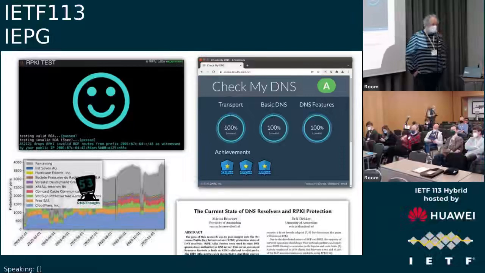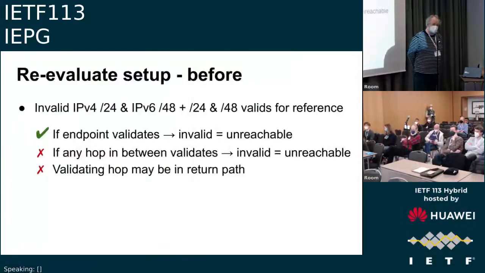The beacons at the time were the RIPE NCC RPKI web test, the Check My DNS effort from the DNS org, and our own validation measurements. And the beacon was set up with invalid prefixes announced from the beacon, and also valid prefixes for reference.